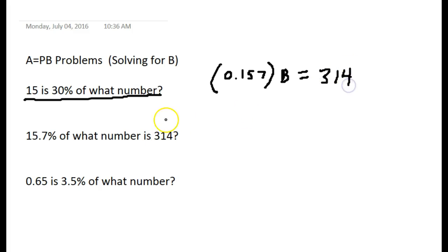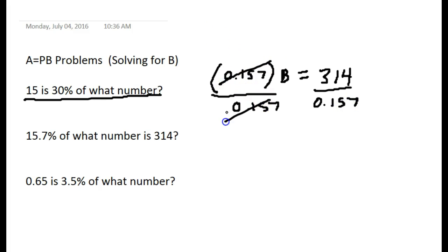So what am I going to do? I'm going to divide both sides. I'm getting that B by itself. I'm going to divide both sides by 0.157. These will cancel. Let me do this on my calculator over here. 314 divided by 0.157 equals 2,000 exactly. So B equals 2,000.